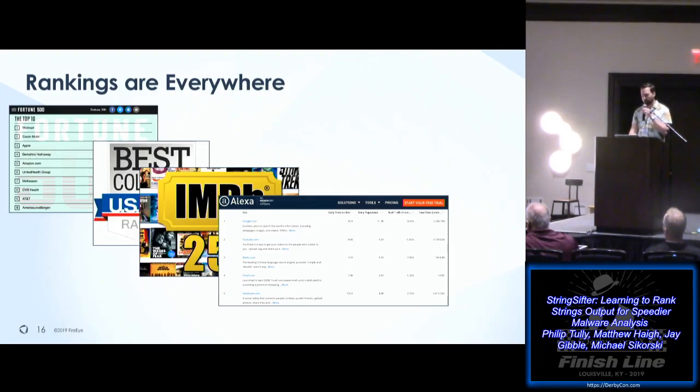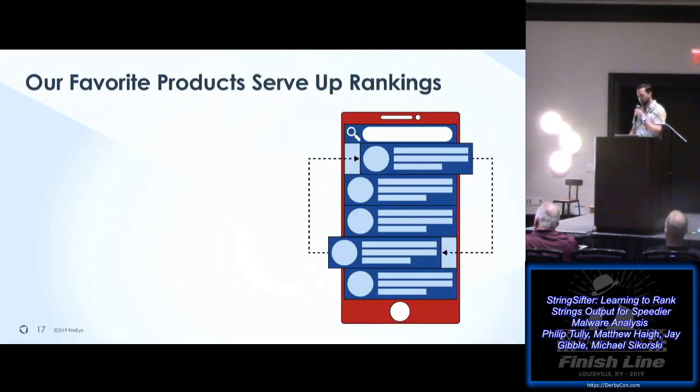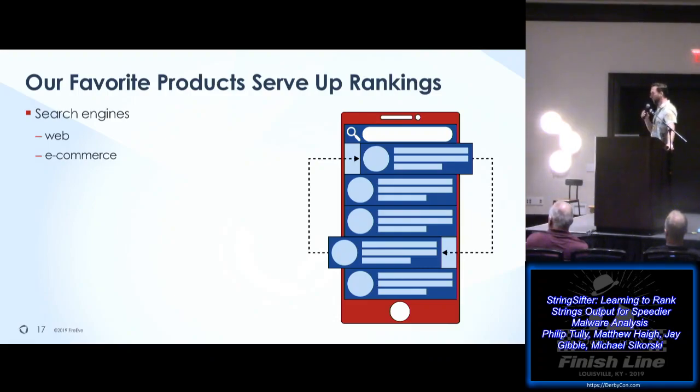Alexa keeps track of how many of which domains are clicked most often on the web. We're all guilty of falling for this kind of clickbait. Ranks are fundamental, and they're interesting because they tell us something about how things are related to each other in an ordered fashion. Not only that, but our favorite products serve up rankings, potentially unbeknownst to us.